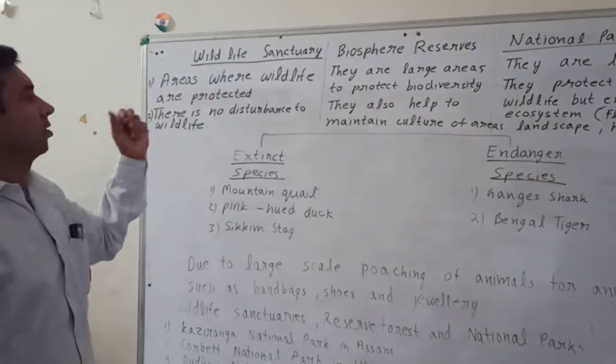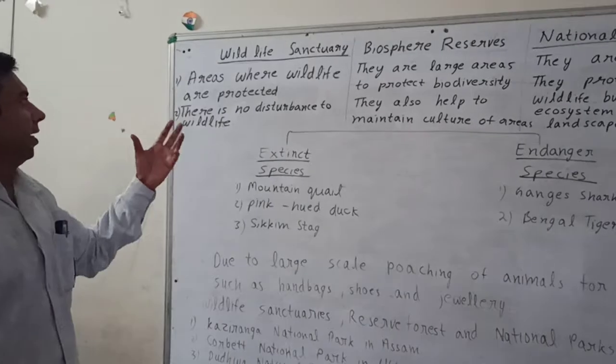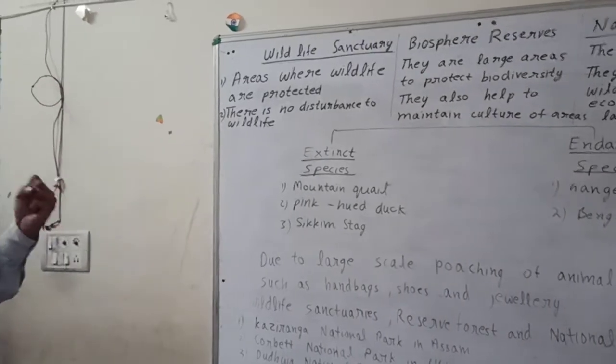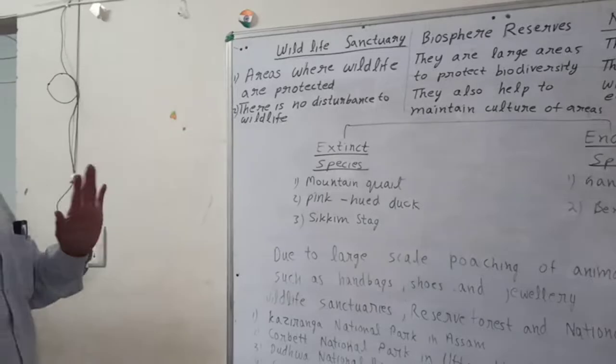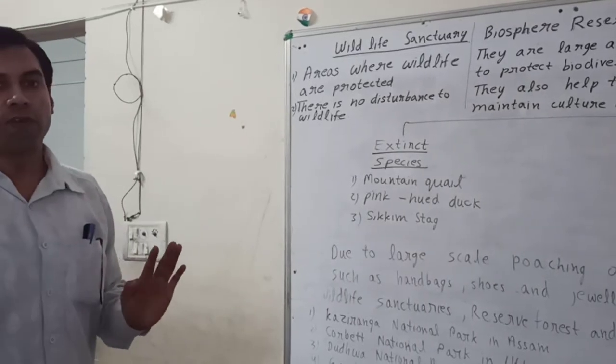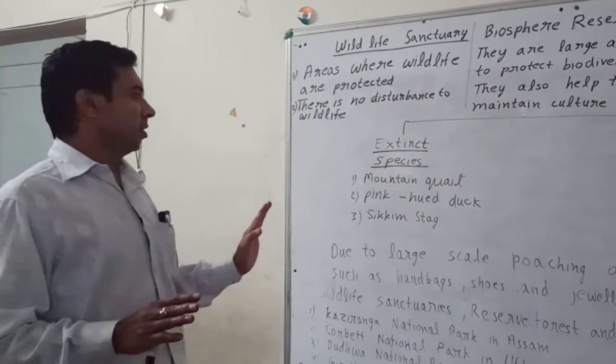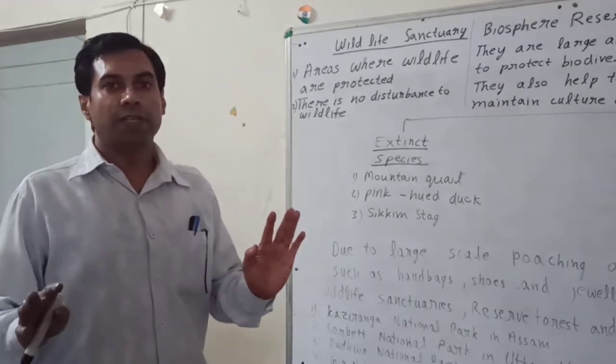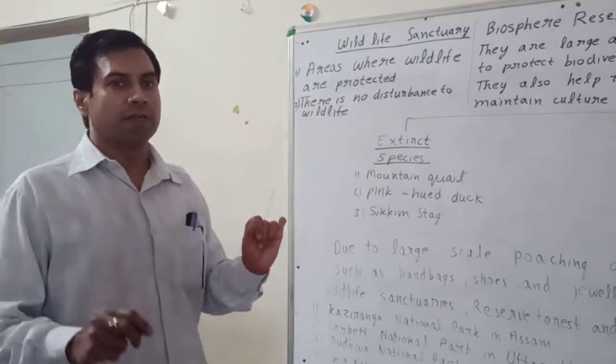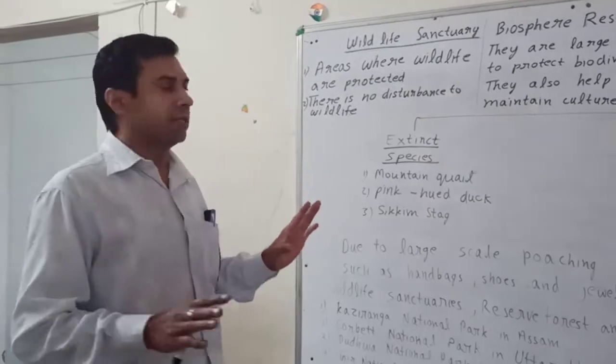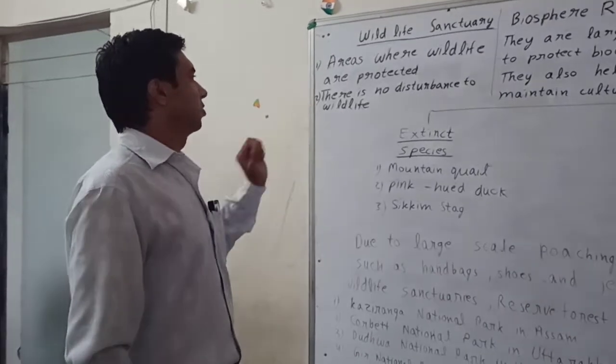Students, what is a wildlife sanctuary? Areas where wildlife is protected. There is no disturbance to wildlife. Wildlife means animals which live in their natural habitat, and plants in natural habitat. So there is no disturbance to wildlife.